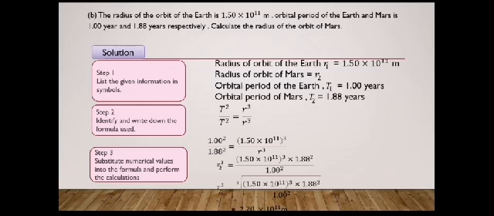The solution is: Step 1, list the given information in symbols. Step 2, identify and write down the formula used. Step 3, substitute numerical values into the formula and perform the calculations.